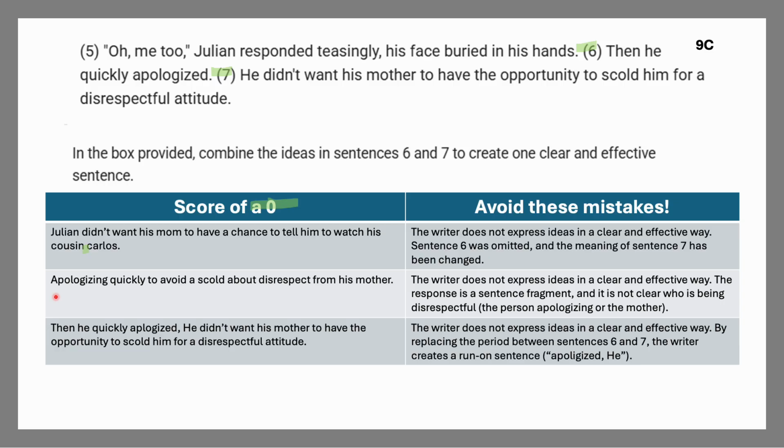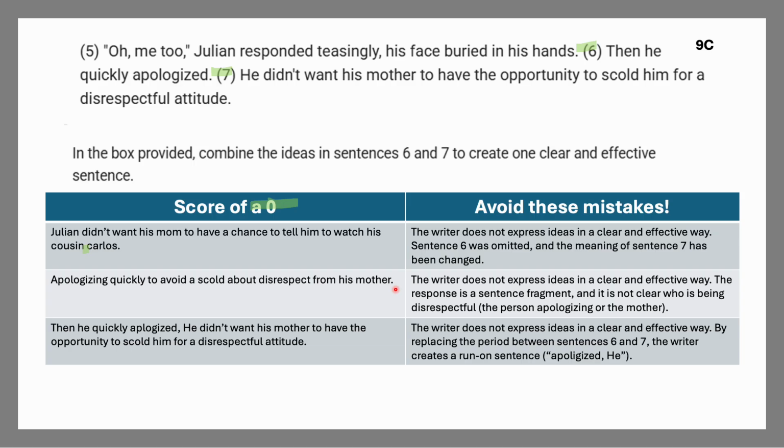So the writer does not express ideas in a clear and effective way. The response is a sentence fragment. If you take a look, there's no end, right? "Apologizing quickly to avoid a scold about disrespect from his mother." That's just one dependent clause. We don't have a subject and verb. It's not a complete thought.